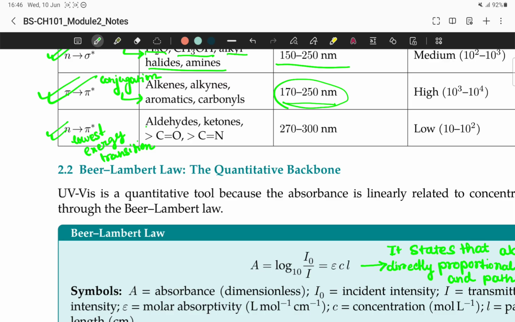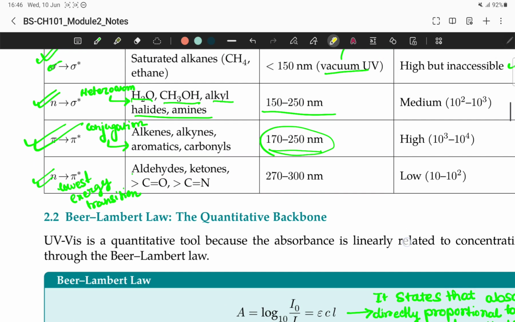Where we can find it: in aldehydes, ketones. We generally find it in molecules containing heteroatoms with lone pairs attached to an unsaturated system, like the carbonyl group in an aldehyde, the C double bond O group.